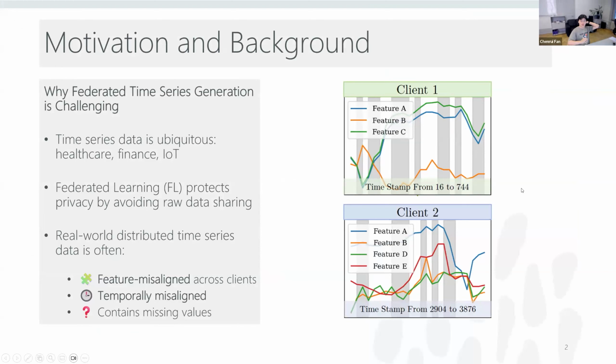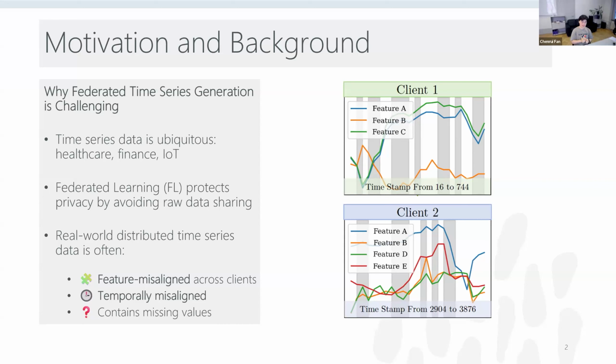Let me start with a quick motivation of why time series generation is hard in federated settings. Time series data is fundamental to many real-world applications, such as patient monitoring in hospitals, financial trend analysis, and industrial IoT systems. In many of these settings, different organizations like hospitals or banks cannot share raw data due to privacy laws or competitive concerns. Federated learning is a promising solution because it allows us to collaboratively train models without centralizing data. However, in practice, federated time series data is rarely clean.